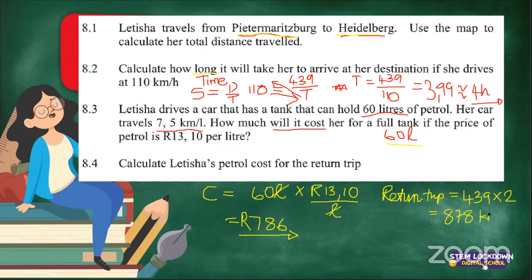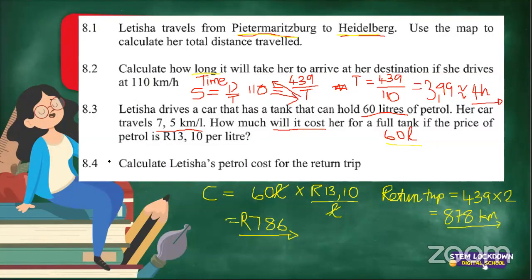Good work. We're obviously not done, but we have the first part. We now know how long the return trip is. So the next part of this question: we need to calculate how many liters she will need for this distance. Here's the clue: I'm looking for a rate which gives me kilometers and liters.